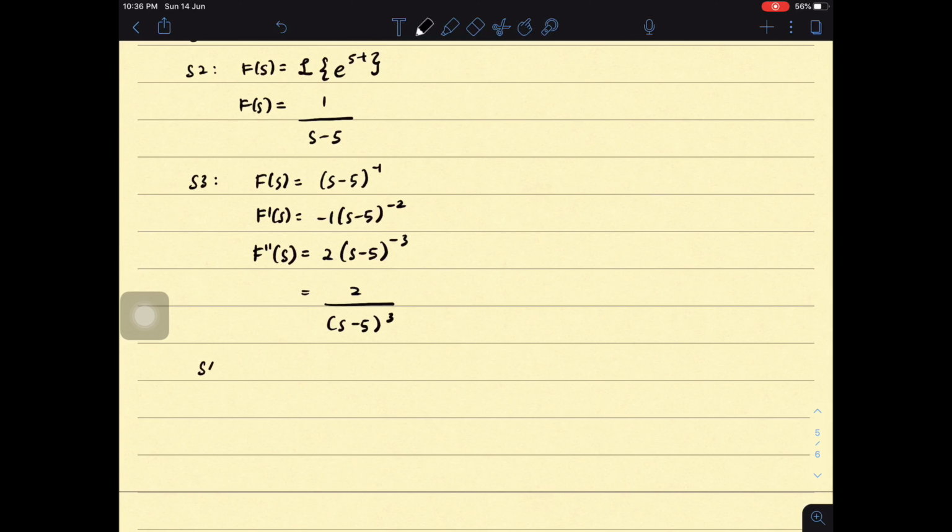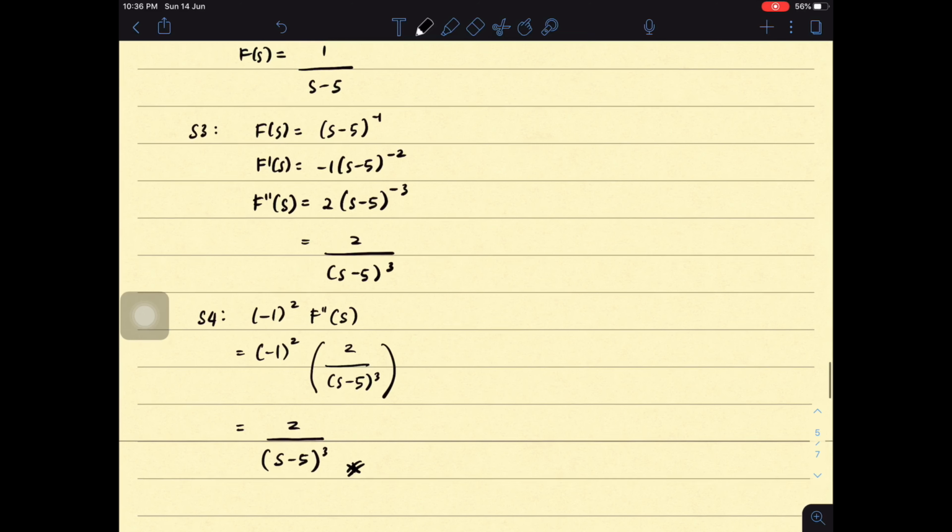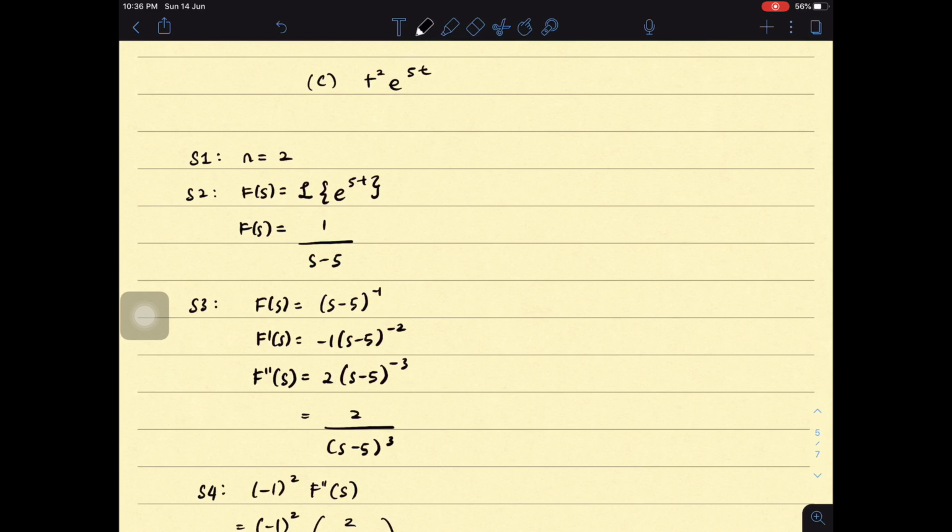And we move to the last step, step number 4. You need to multiply by negative 1 to the power of n. Now your n is equal to 2, with the F double prime of s you got in step number 3. Therefore you multiply negative 1 to the power of 2 with 2 over (s minus 5) to the power of 3. You will have positive 1 here, so your final solution will be 2 over (s minus 5) to the power of 3. This is the answer that you get by using the derivative of t transform method.